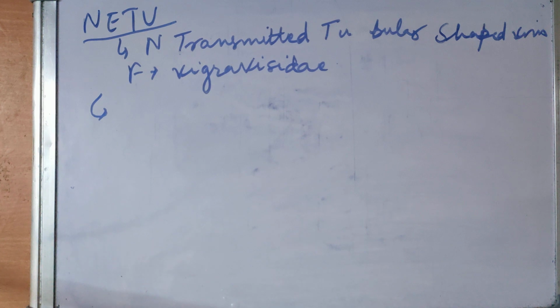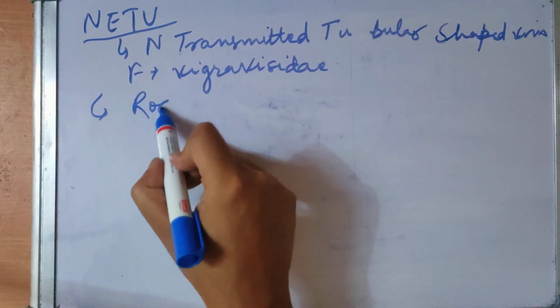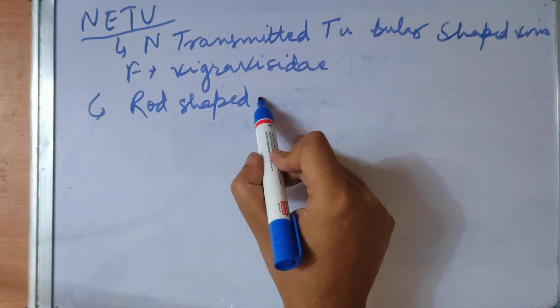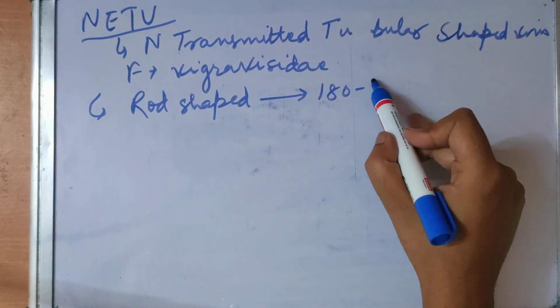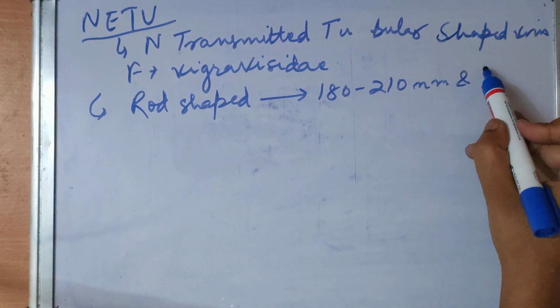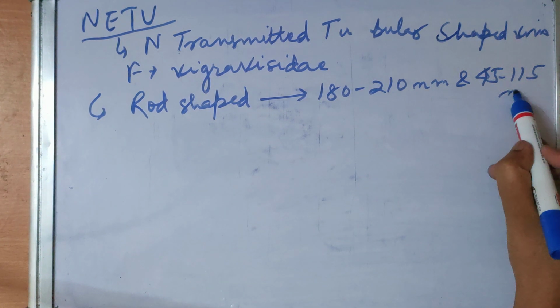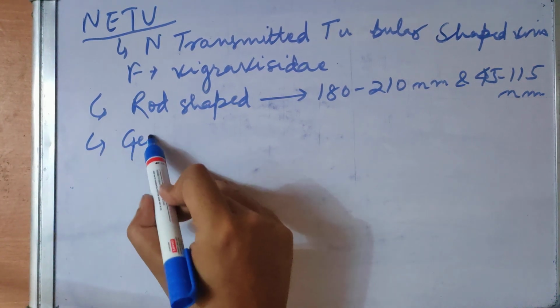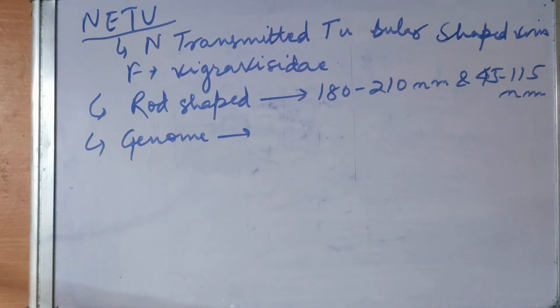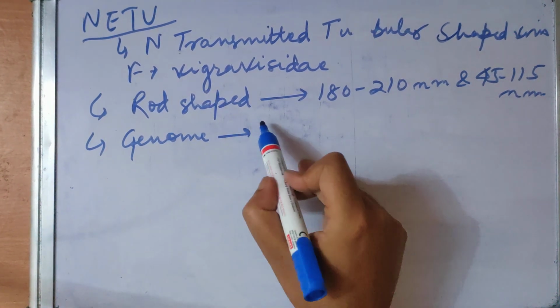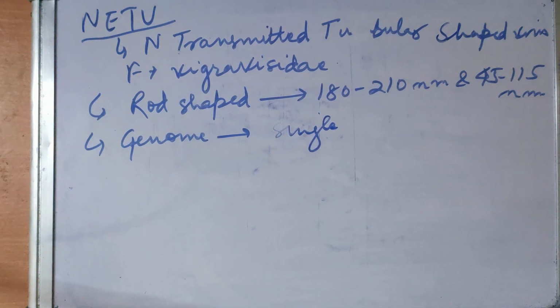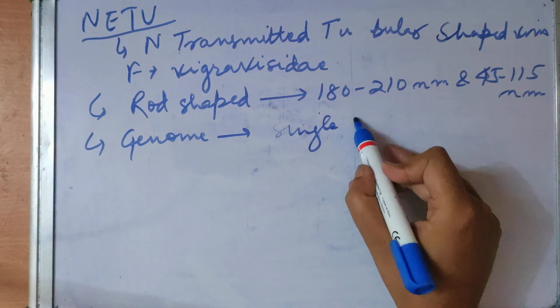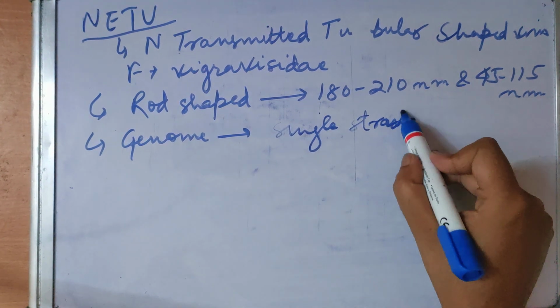These are rod shaped particles with two size ranges, one about 180 to 210 nm, another about 45 to 150 nm. Its genome consists of single-stranded RNA. In NEPO there were two single-stranded RNAs, RNA1 and RNA2, but here it is one single-stranded RNA.